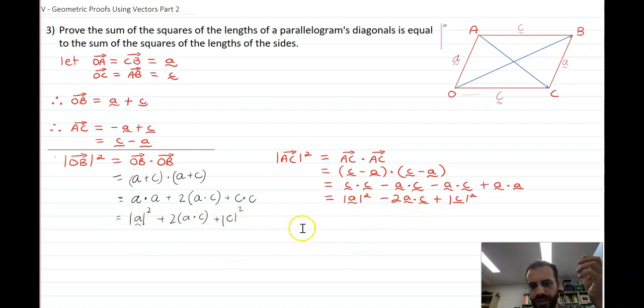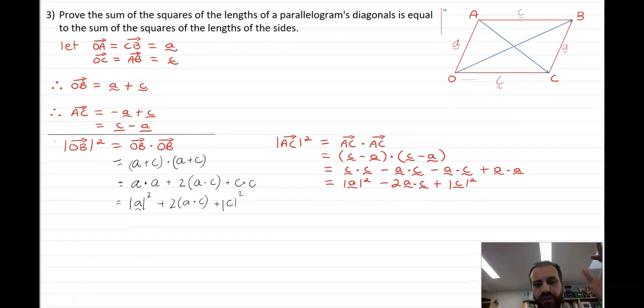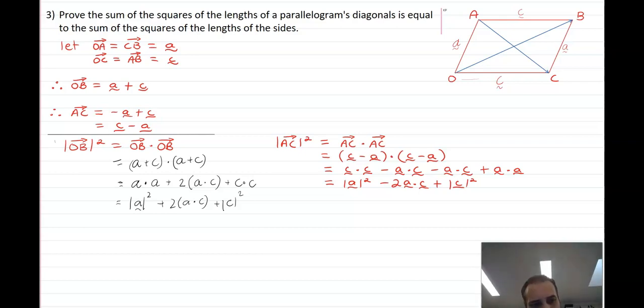Now, that's pretty good. You can see they look pretty similar. It's just that the length of AC is obviously shorter than the length of OB, and so the square is going to be smaller. That's why we've got a negative 2A dot C rather than a positive 2A dot C. We're trying to prove the sum of the diagonals is equal to the sum of the outside lengths. So let's sum these two diagonals.